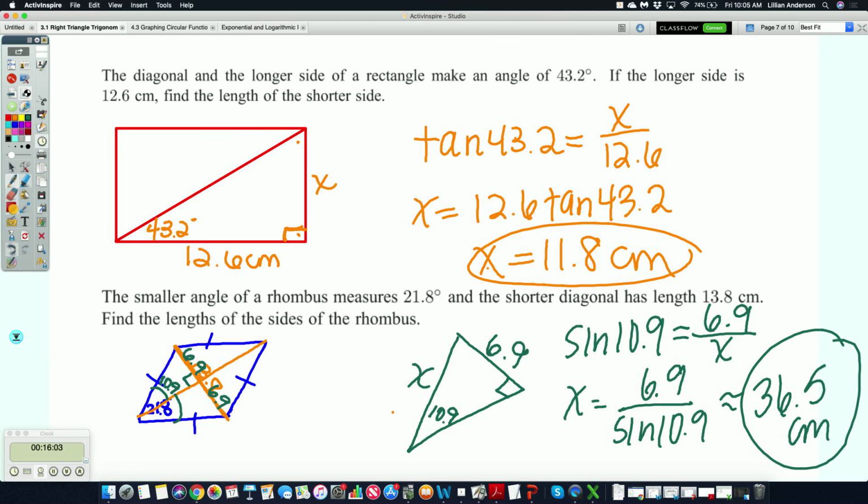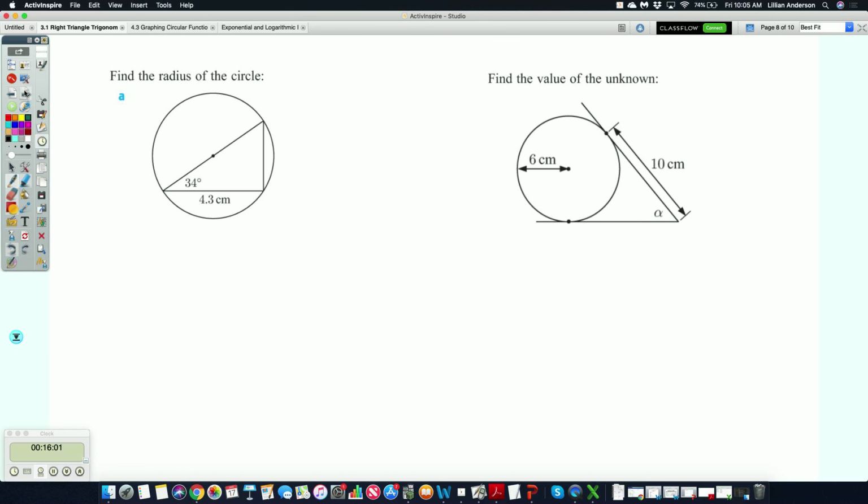All right. I want you guys to try these. You're looking for the radius of the circle for A, and then you're looking for the unknown value, which is theta, or alpha, I'm sorry, in the other one. It's not labeled.